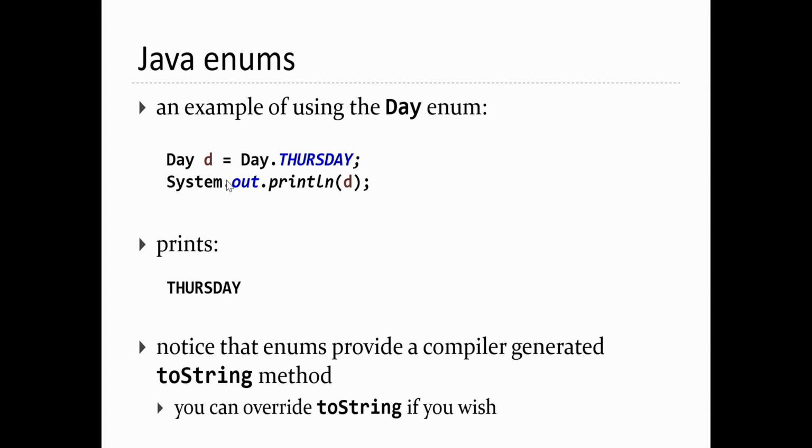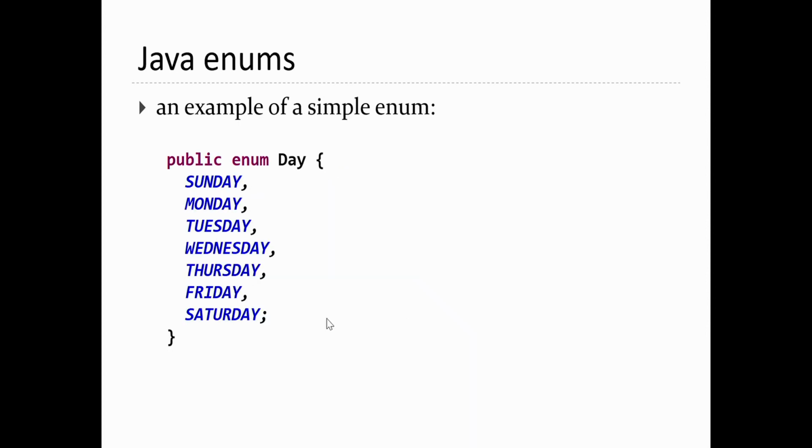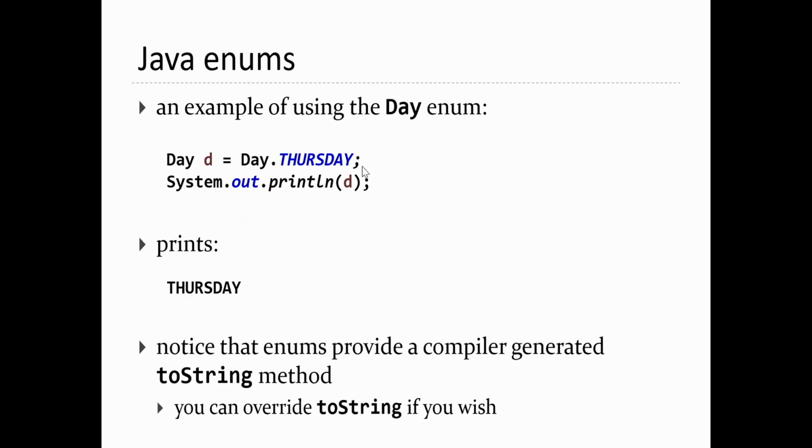So I can create a Day object, d, and set it to the day Thursday. These are all just public constants, so you use them like you would any other public constant. You use the name of the class and then the name of the object, so Day.Thursday is the day Thursday. You can even print it out because enumerations have their own built-in toString. If you print that out, you actually get THURSDAY in all caps.